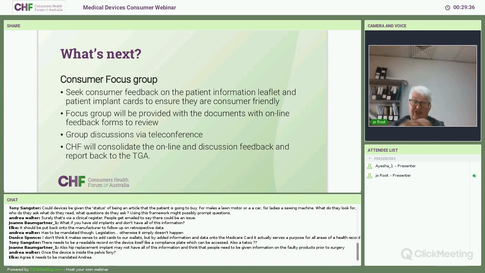This should be part of the discussion. If it's a shared decision-making tool, then that's what it should be, and it needs to be there. So we'll have the focus groups, and that'll be starting very soon.